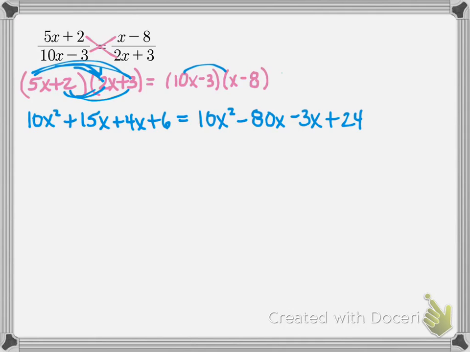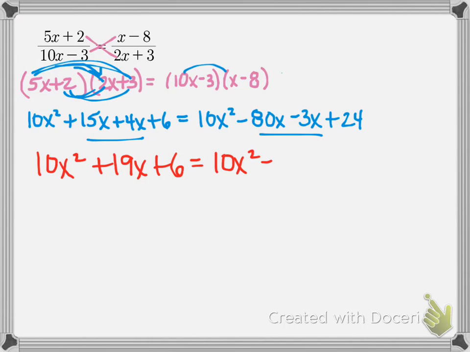Okay, so I'm going to go ahead and simplify this by adding some like terms together. Alright, so what you should get is 10x squared, 19x plus 6 is equal to 10x squared minus 83x plus 24. Okay, so at this point, I hope you've noticed that you have this 10x squared on both sides. So if you subtract it from one side and subtract from the other, okay, it basically disappears.